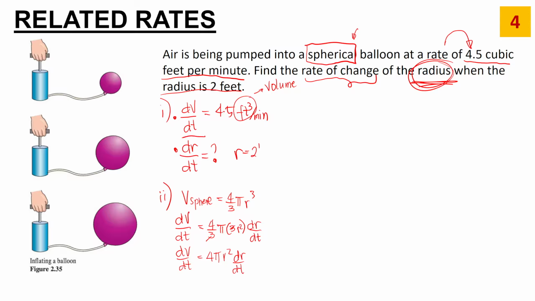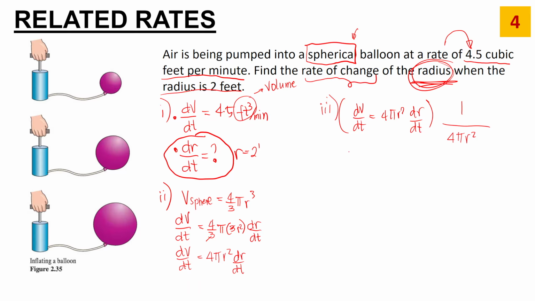Now, since we're told to find the rate of change of the radius with respect to time, it means that we are going to isolate our dr over dt. So let me just write that once again. We have dV over dt is equal to 4 pi r squared dr over dt. If we multiply the whole equation by 1 over 4 pi r squared, we are left with dr over dt is equal to dV over dt times 1 over 4 pi r squared.